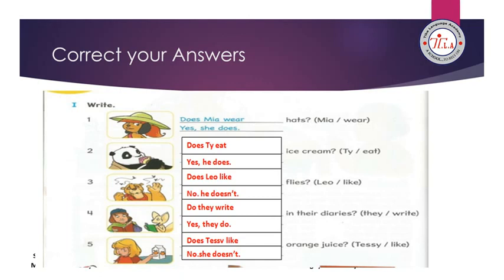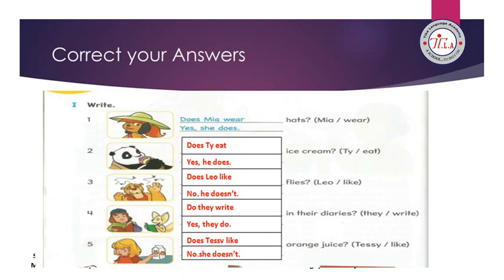Number three. You can see here Liu and like. Liu here from the strong or weak? Strong. Do or does? Does. Does Liu like flies? Look at the picture. Does Liu like flies? No. So no. After no and yes, I will put comma. Cross between does and Liu. I write he. No, he doesn't. Remember, when I see no, I have to put not.